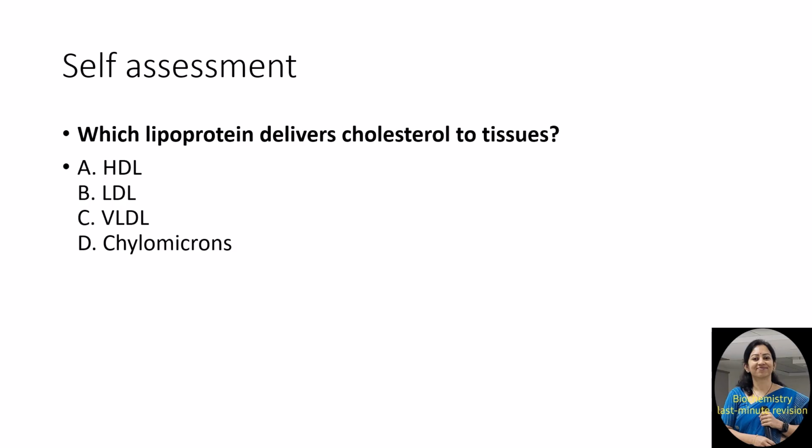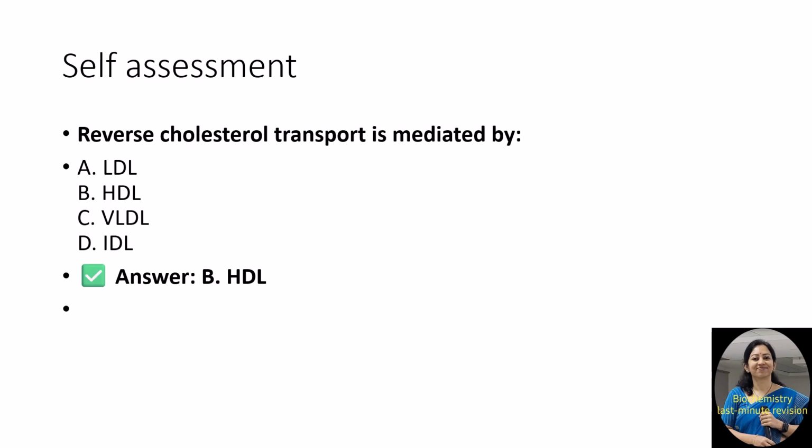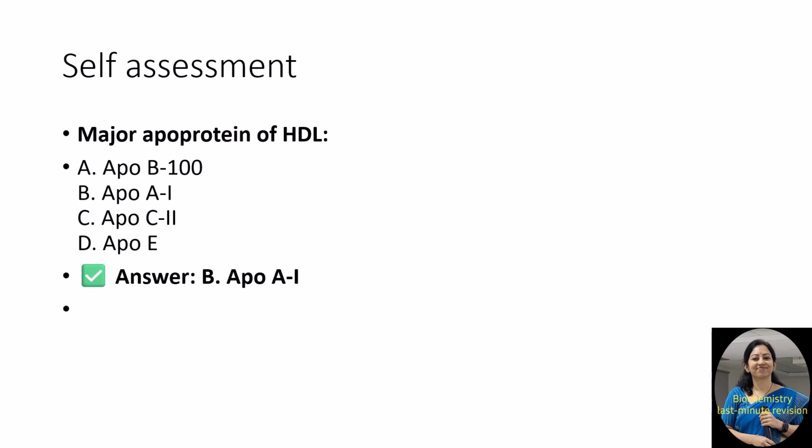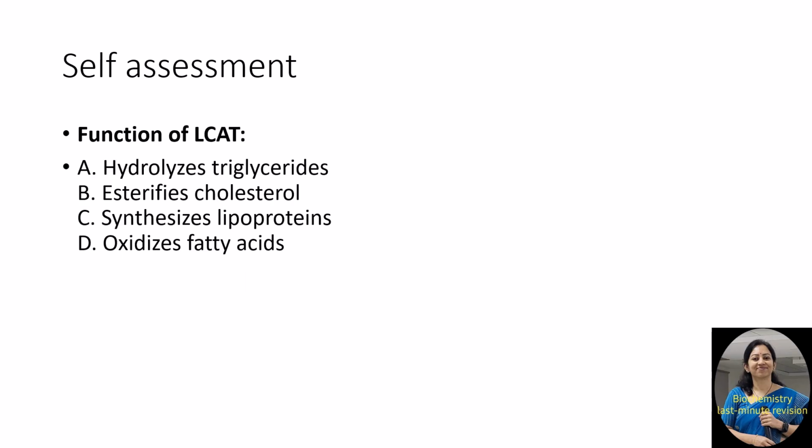Which lipoprotein delivers cholesterol to tissues? It is low density lipoprotein. The LDL receptor recognizes ApoB100, which is present on all the peripheral tissues. Reverse cholesterol transport is mediated by HDL. Major apolipoprotein of HDL is ApoA1. LCAT, lecithin cholesterol acyl transferase, is activated by ApoA1, and it esterifies the cholesterol carried by HDL3 from peripheral tissues. HDL3, after esterification of this cholesterol, gets converted to HDL2, a more dense lipoprotein. The function of LCAT is esterification of cholesterol.